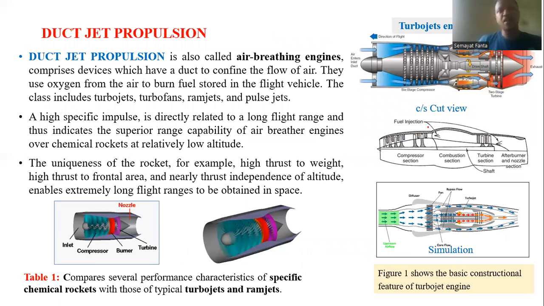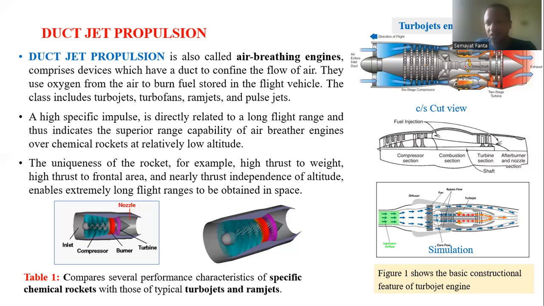Among the duct types, jet propulsion is one of the types, and the turbojet is among them. Look at how the turbojet works. It is a similar thing, and I don't want to repeat things here. Air from the atmosphere is sucked into this region. This air is compressed using the fans here, and then it goes to the combustion chamber. This is the combustion chamber.